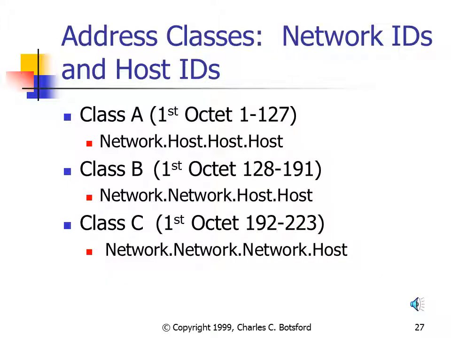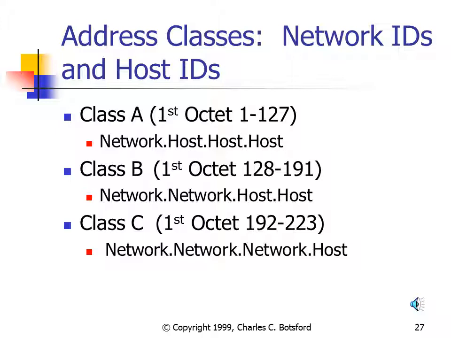Address classes are important because they specify which portion of the IP address is the network ID and which portion of the IP address is the host ID. In a Class A network, the specification says that the first octet is the network ID and the last 3 octets are the host ID. The way you can tell a Class A address is because the first octet is a number between 1 and 127. Any IP address in which the first octet is between 1 and 127, we know that it's a Class A address. And then we know that the first octet is a network ID and the last 3 octets are the host ID.